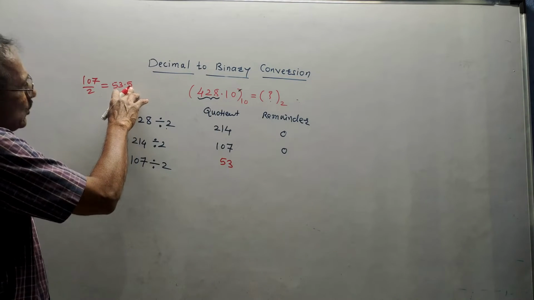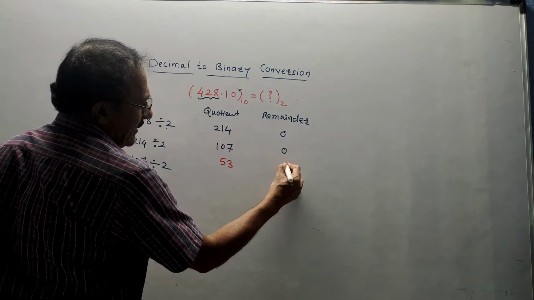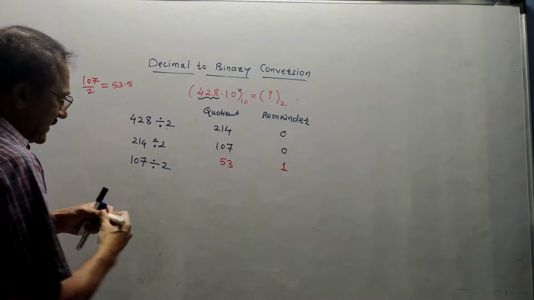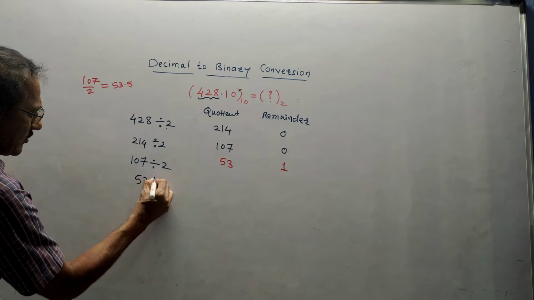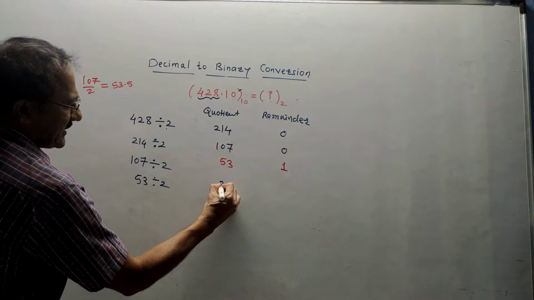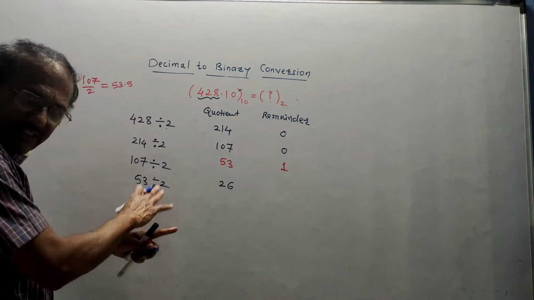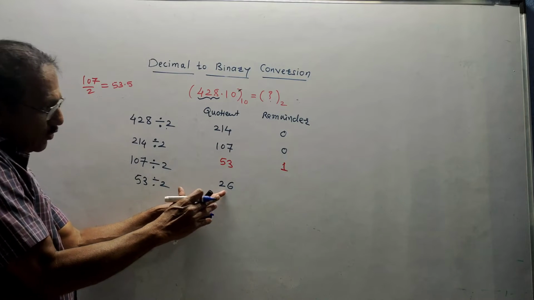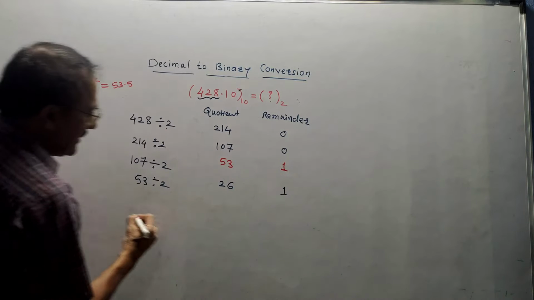Multiply this value by 2. So the answer is 0.5 into 2, that is 1. So the remainder is 1. Next, consider this number, 53 divided by 2. The answer will be 26.5, so the quotient is 26. You are doing it on the calculator. The answer is 26.5, the quotient is 26, and 0.5 into 2 is 1. So the remainder is 1.